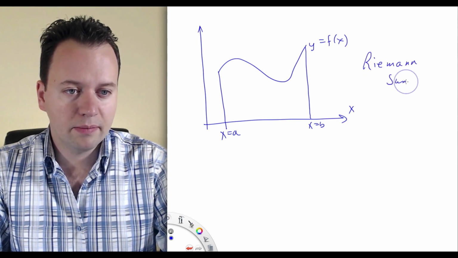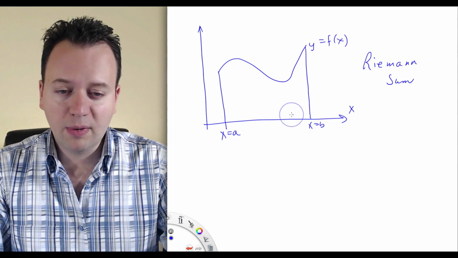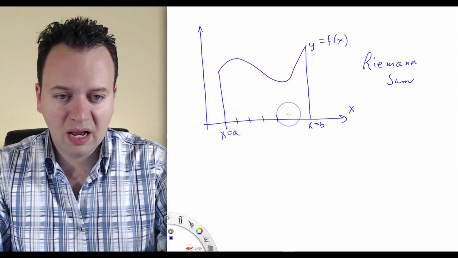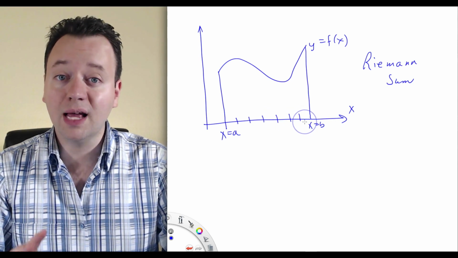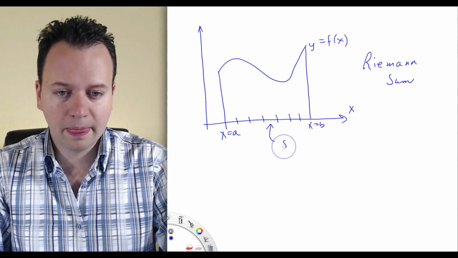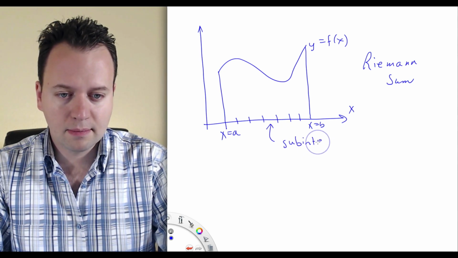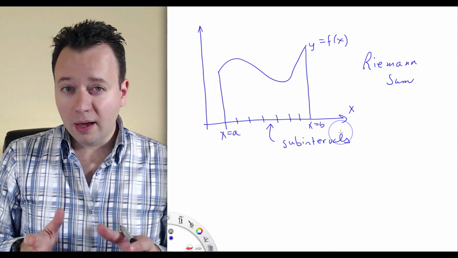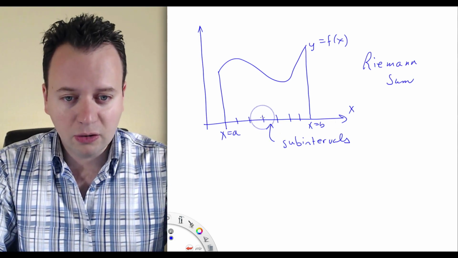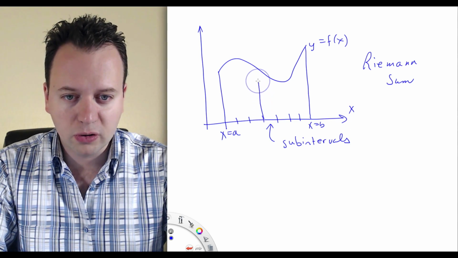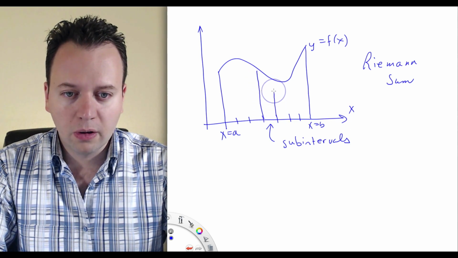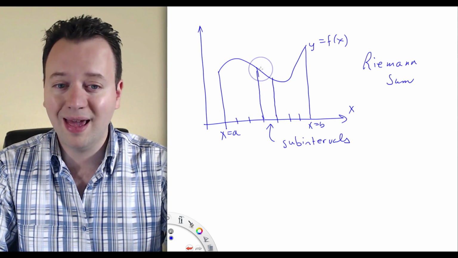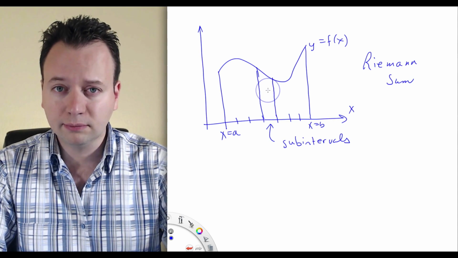And the idea behind the Riemann sum is to break the interval from a to b down into a number of pieces called subintervals. And then the idea is to approximate the area underneath the graph for each subinterval individually. So for this subinterval, we just have a smaller portion of the graph. We want to approximate the area underneath that smaller portion.